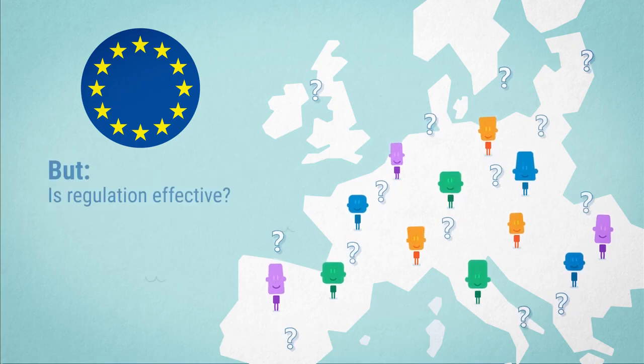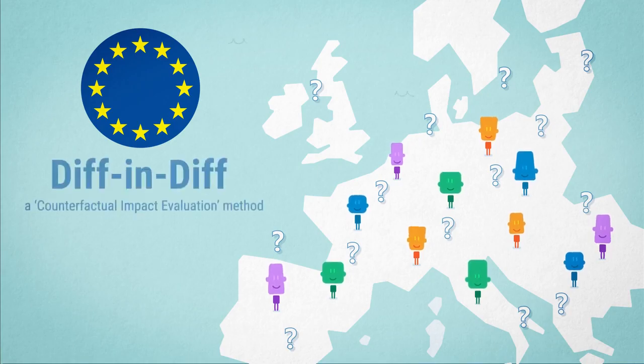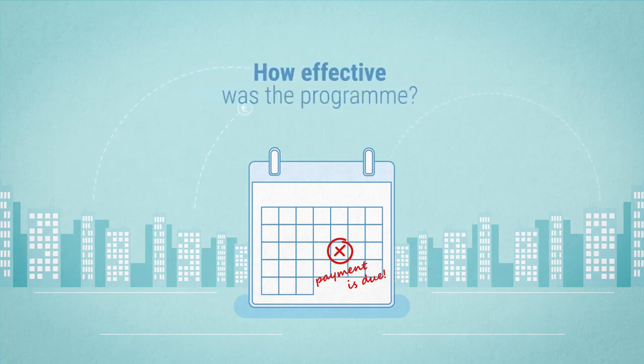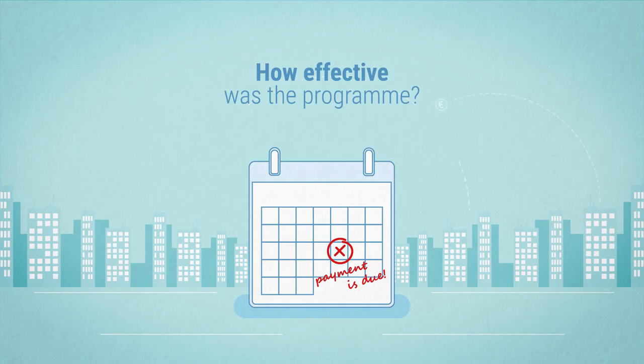One way to establish this is using the method of difference in differences, diff in diff, one of the counterfactual impact evaluation methods. Consider some regulation preventing too late payments in commercial transactions. How do we know that the regulation was effective?